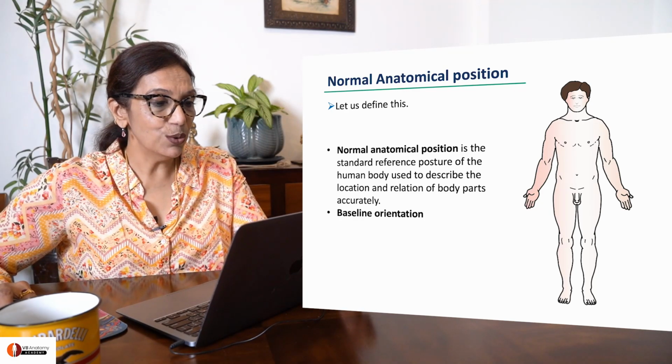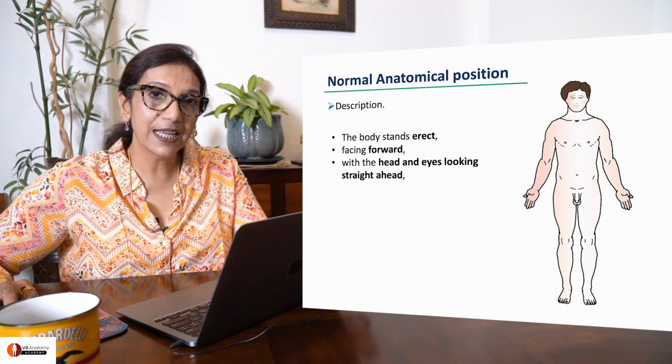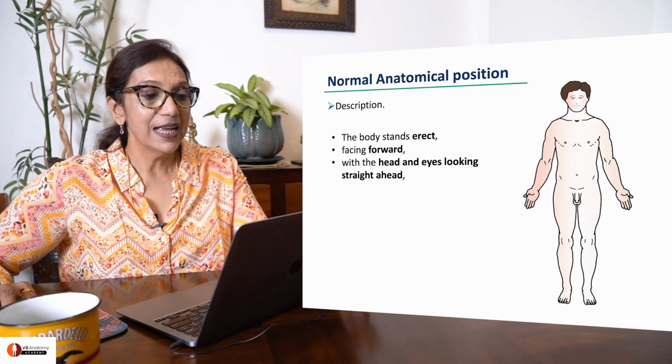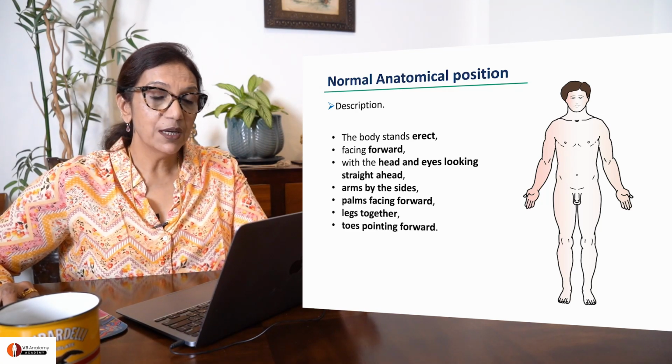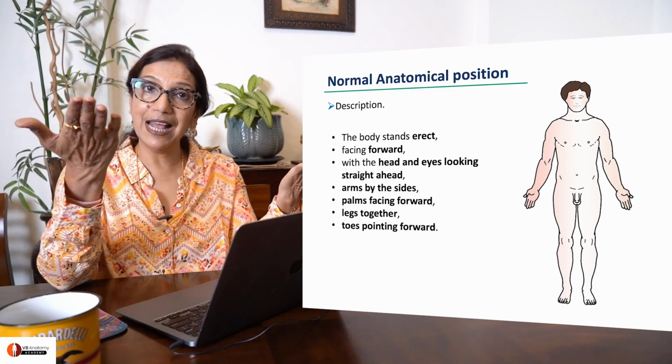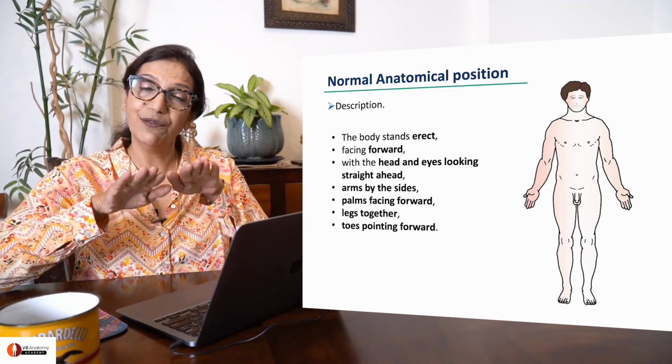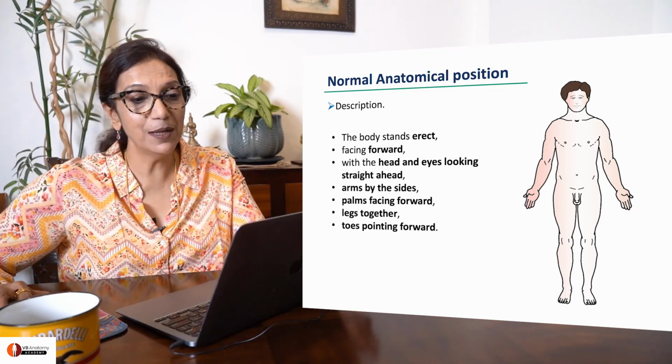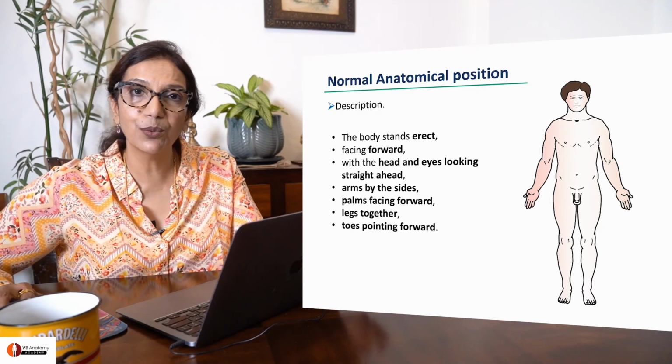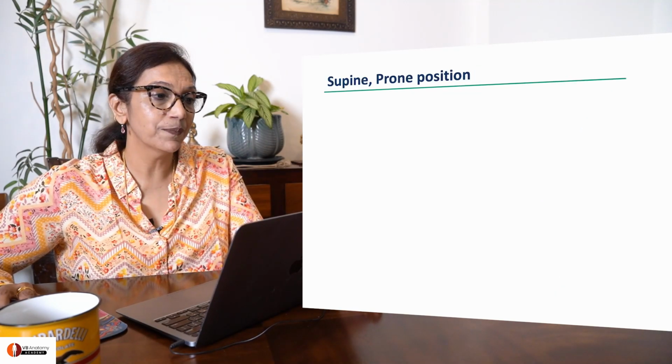Okay. So what is it like? Standing erect, face forwards, head and eyes looking straight, palms forward, thumbs laterally, toes forward. That's the normal anatomical position. I'm sure the image is giving you the general idea.